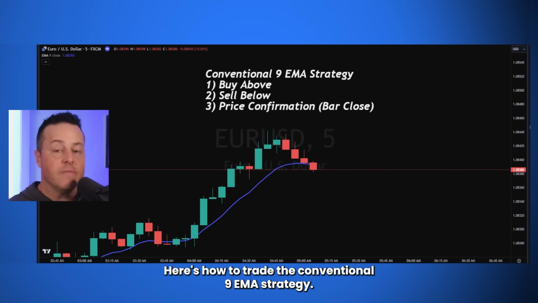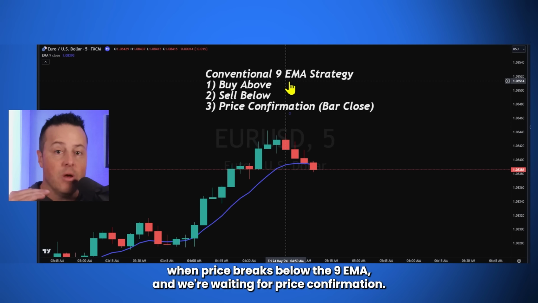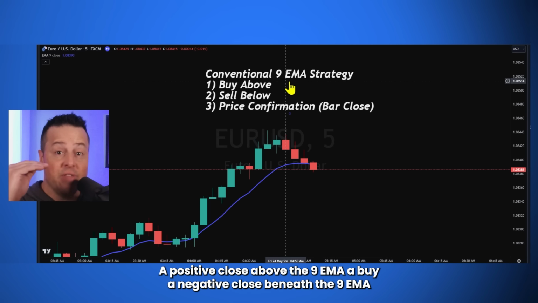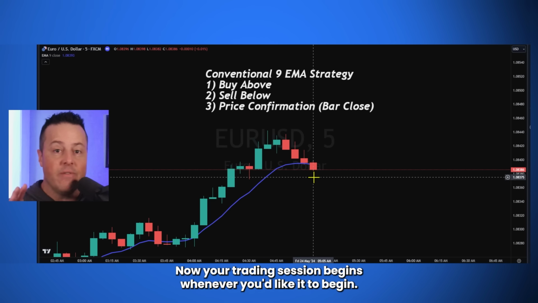Here's how to trade the conventional 9 EMA strategy. We buy when price breaks above the 9 EMA, we sell when price breaks below the 9 EMA, and we're waiting for price confirmation. A positive close above the 9 EMA to buy, a negative close beneath the 9 EMA to sell. Now, your trading session begins whenever you'd like it to begin.